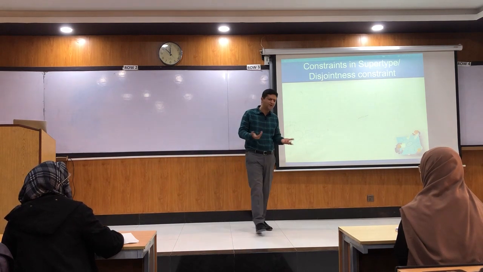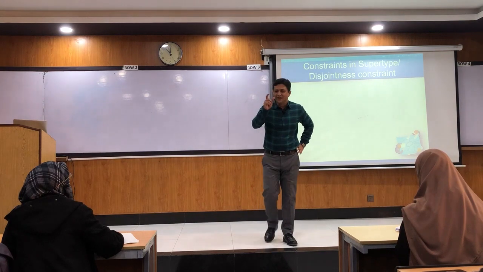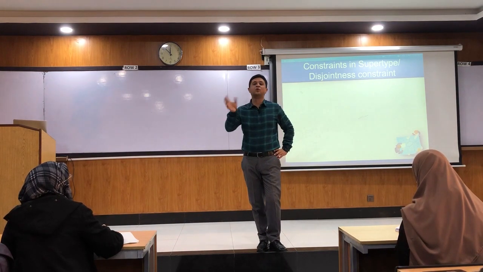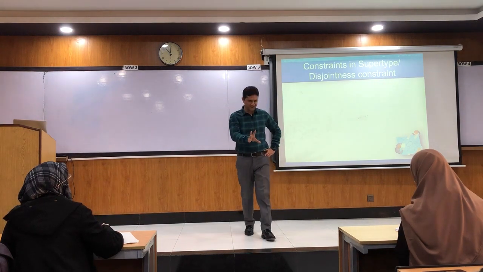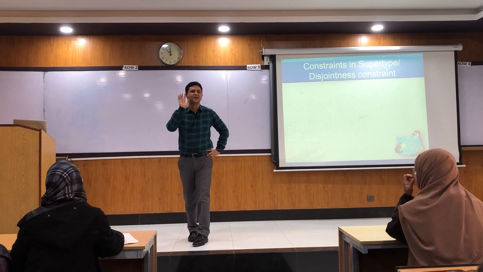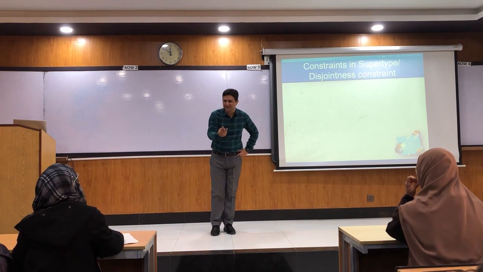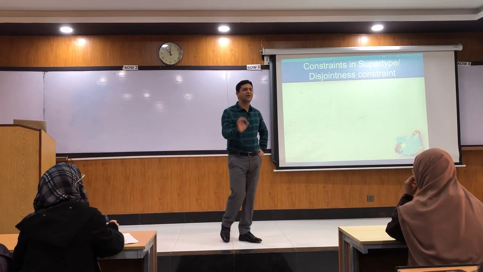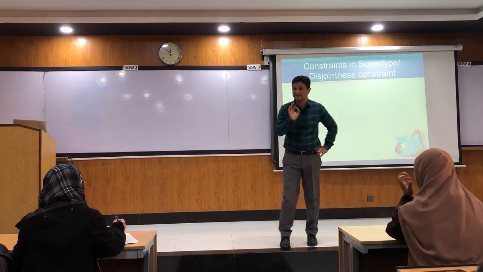Scenario dependent. The question is, can an instance of a subtype simultaneously belong to more than one subtype or not? There is no simple yes or no, it depends on the scenario. Because there are two possibilities, there are two rules in the disjointness constraint.